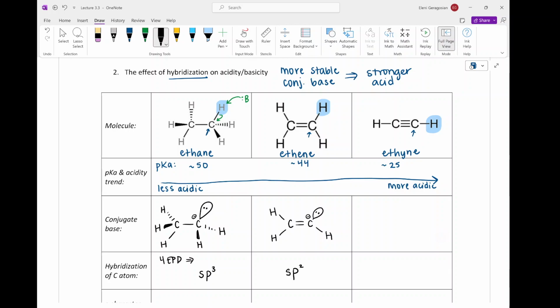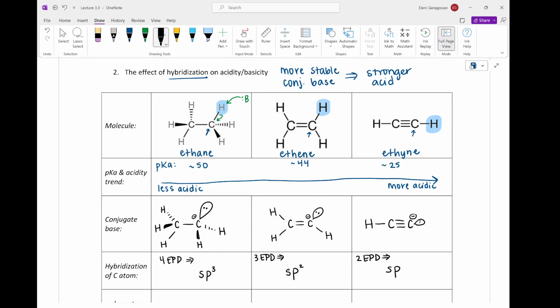For the last molecule, ethyne, removing one of the hydrogens, the lone pair, let me make that more obviously an orbital, is now in an sp orbital. 2 electron pair domains on that carbon means sp orbital. So let's write 3 electron pair domains and 2 electron pair domains.